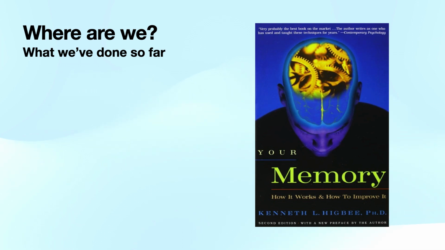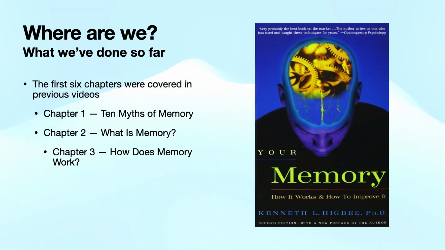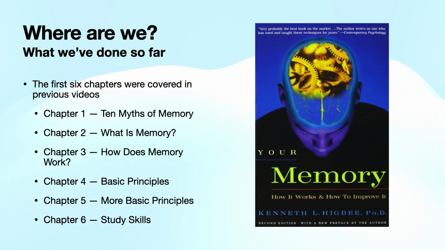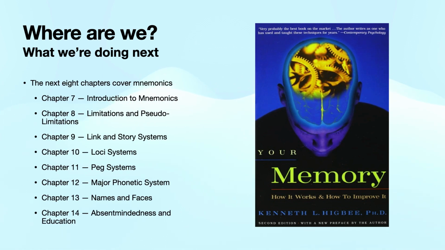We have more of Higby's excellent book to do. The first 6 chapters explained the processes of memory, how it works, why it doesn't sometimes, various principles for remembering virtually anything, and how to apply these principles as study skills in school. Higby now has 8 more chapters on mnemonics, and we will discuss 6 of these. I'm skipping the chapter on names and faces because it's not directly applicable to most college course material. So, let's dive in.